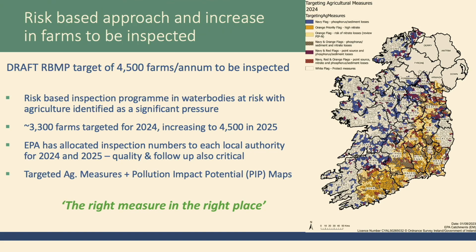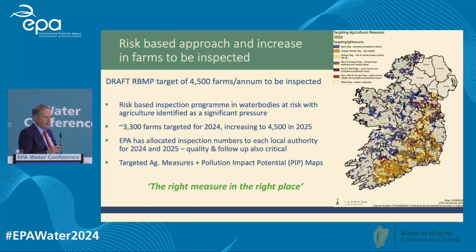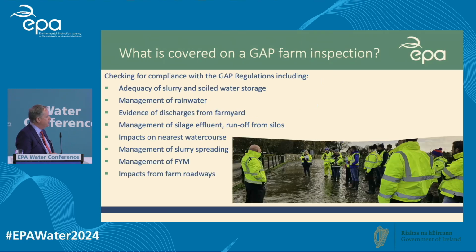So that's a critical kind of support in terms of where to inspect and guidance around. We're encouraging local authorities to use that, and it's available on the EPA Maps website and catchments.ie as well, and to use that in association with the pollution impact potential maps as well. So there's a lot of background information, a lot of support there in terms of targeting where the inspections need to be carried out. What is covered in the farm inspection?